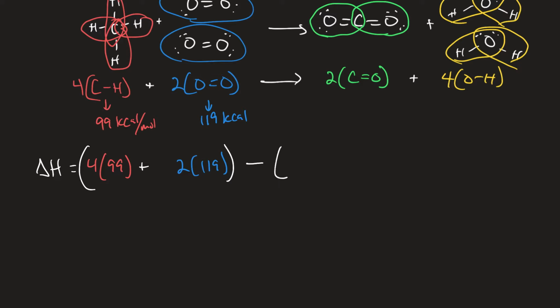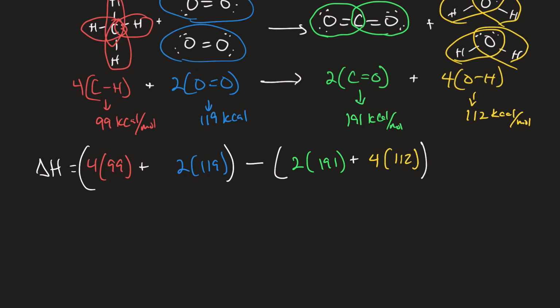Minus, all right, now we're going to look at the carbon double O. For this case, if you look at the chart, it is 191 kilocal per mole of energy. So I'm going to write 2 times 191 plus, and when we're paying attention to the oxygen, the OH, each OH is 112 kilocal per mole of energy. That's the bond dissociation energy for this particular bond. And so we're going to have 4 times 112.